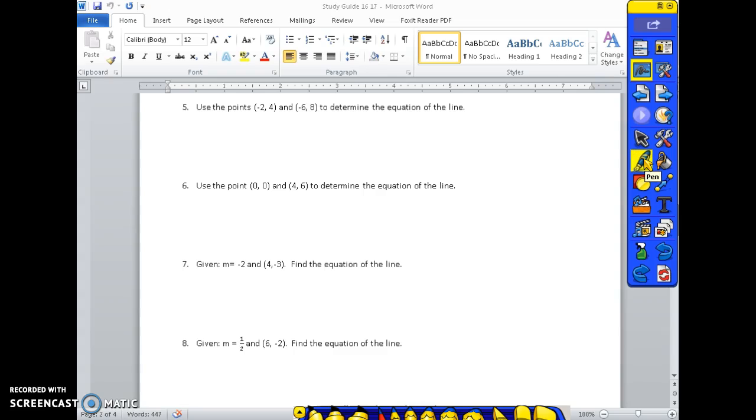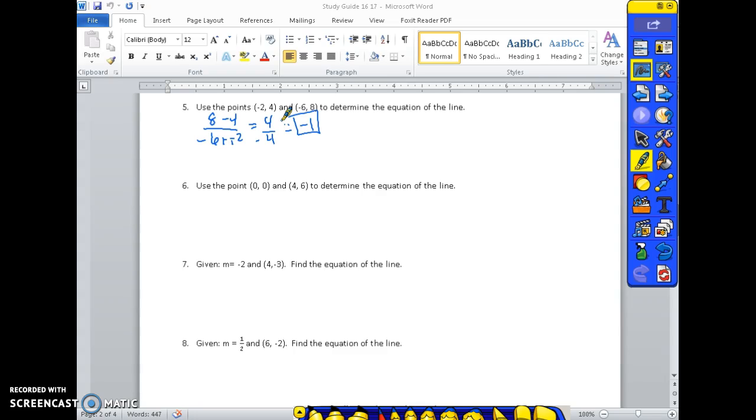Alright, number 5, use the points negative 2, 4 and negative 6, 8 to determine the equation of the line. First thing we do is find the slope, y minus y, over x minus x. If I pick 8 first, I have to pick negative 6 first to go on the bottom. 8 minus 4 is 4. Negative 6 minus negative 2, add the opposite, that's going to be negative 4. 4 divided by negative 4 is negative 1, that is my slope.